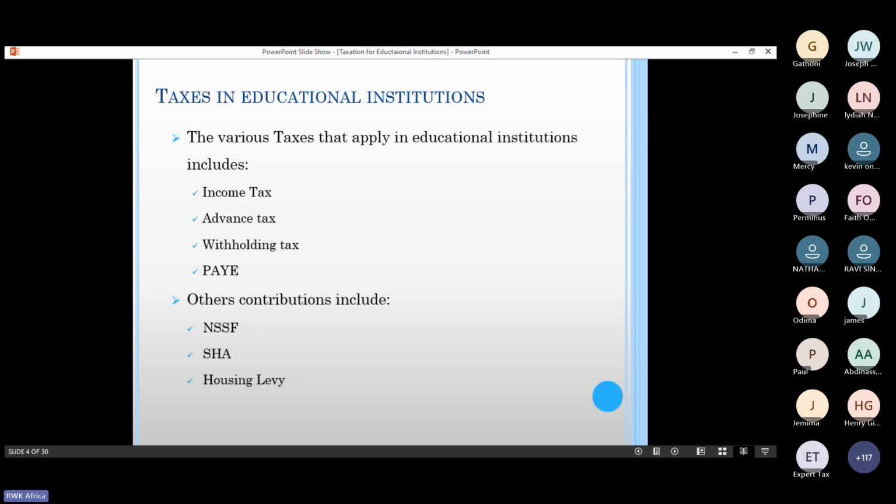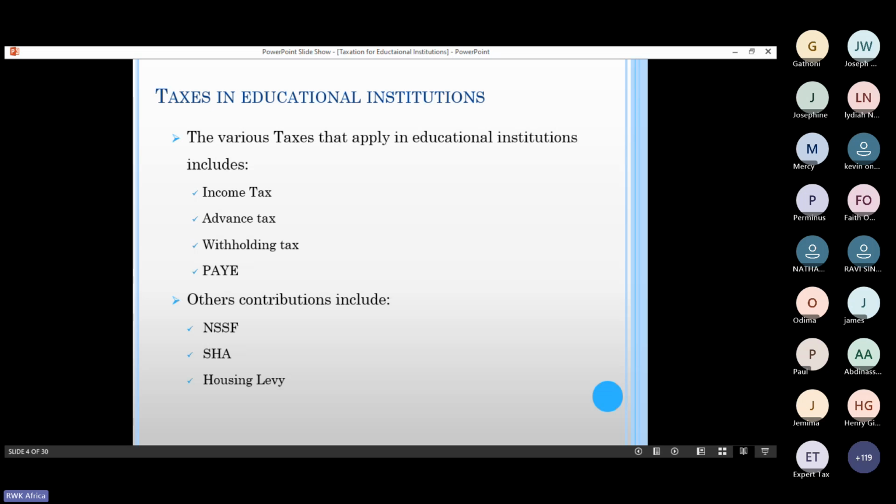Also the advance tax, that one relates to the motor vehicles that we have in the schools. The withholding tax, maybe you have engaged a professional, you are doing a training, there is consultancy. Any professional fee, consultancies, training, contracts, those are services that are subjected to withholding tax. So if you have not been paying that, you're not being tax compliant.